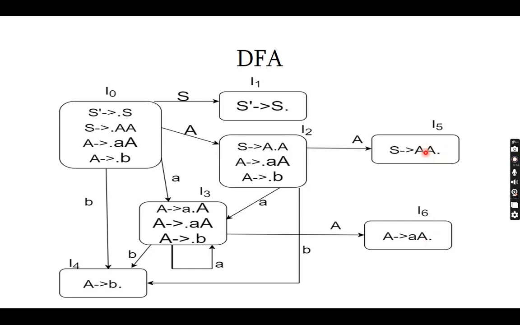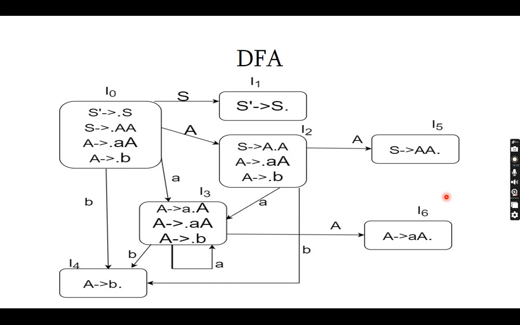You call this a final item when the dot is there at the end of the production rule. Okay. So now I1 is a final item, I4 is a final item, I5 is a final item, and I6 is a final item. Okay. Now this completes the DFA. Now there are how many states? I0, I1, I2, I3, I4, I5, I6. So 7 states are there.